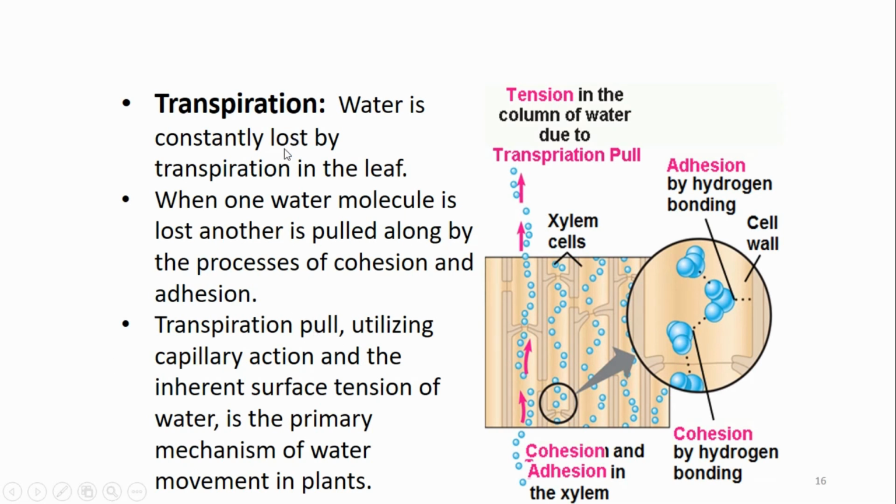Transpiration is water constantly being lost by transpiration in the leaf. And so when one water molecule is pulled out of the leaf, it pulls another one up. This is transpirational pull using capillary action. Capillary action is just the force of being within a small space. Capillaries refer to small little tubes in your body or small little tubes in the plant. And inherent means like a property. So the surface tension of the water pulls up the plant. So like I talked to you before, it's a giant straw. The water goes in the roots, pulls up to the xylem, and releases through the leaves.